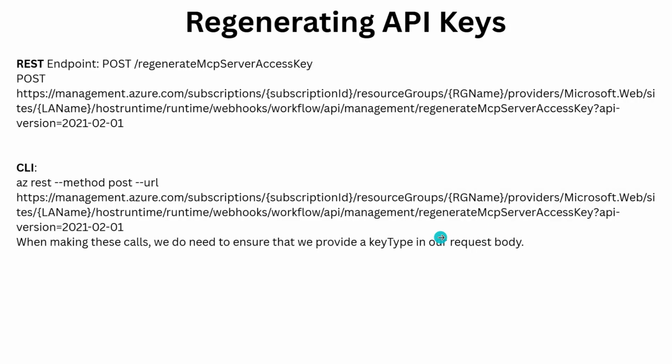Okay, so similarly, we've got APIs for regenerating keys. It's going to use this particular API, regenerate MCP server access key. You're going to see a similar API path here. You've just got a different operation, and this will regenerate the key for us as well. Once again, you can use the REST CLI, and you can use that same bearer token that you just generated and used. So let's now see this over in VS Code.